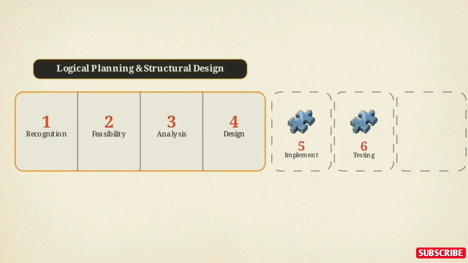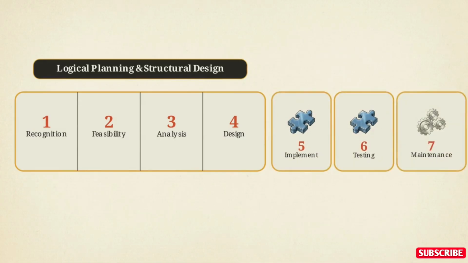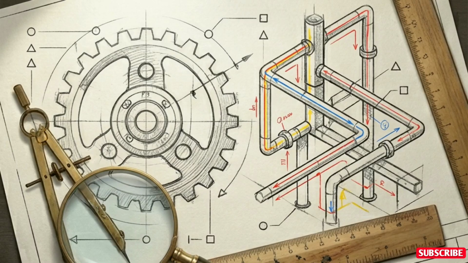The SDLC prioritizes logical planning and structural design first, meaning hardware and code are the final pieces of the puzzle. Every major concept in the syllabus, from feasibility matrices to logic modeling, acts as a specialized tool deployed at a specific stage of this 7-step scaffolding.